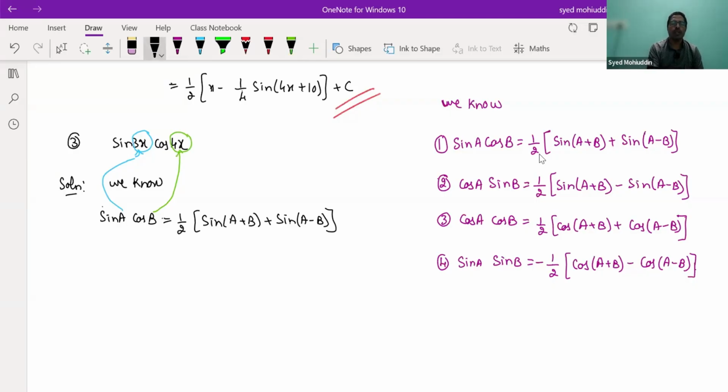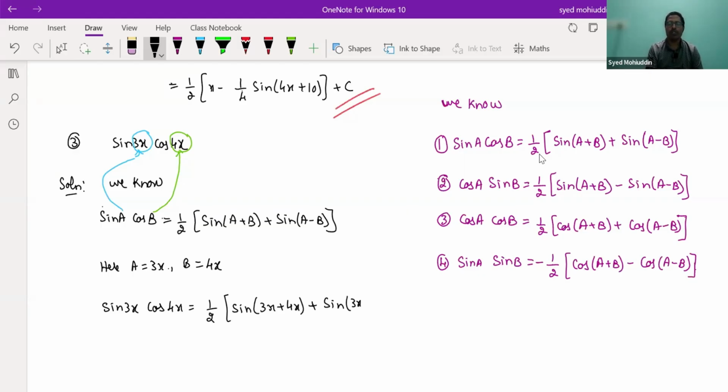So here, your A value will be 3x. Your B value will be 4x. We just try to plug in the value here. I'll be getting sine of 3x into cos of 4x is equal to half times of sine of A plus B, that is 3x plus 4x, plus you're having sine of 3x minus 4x.